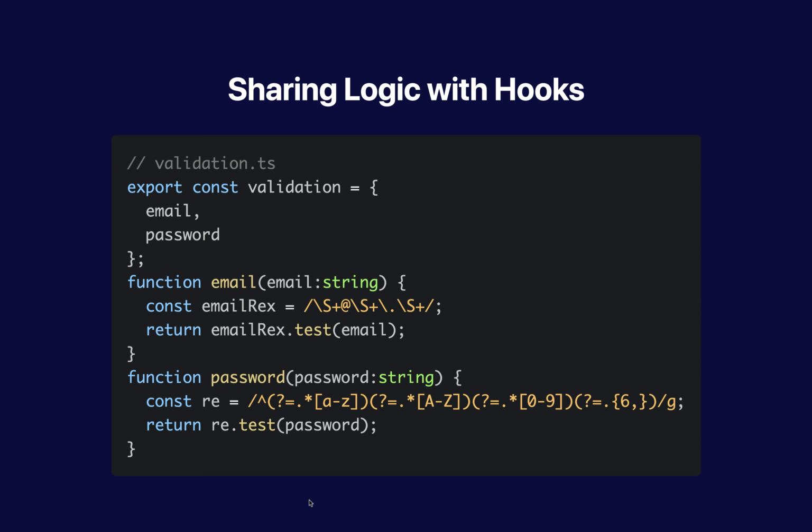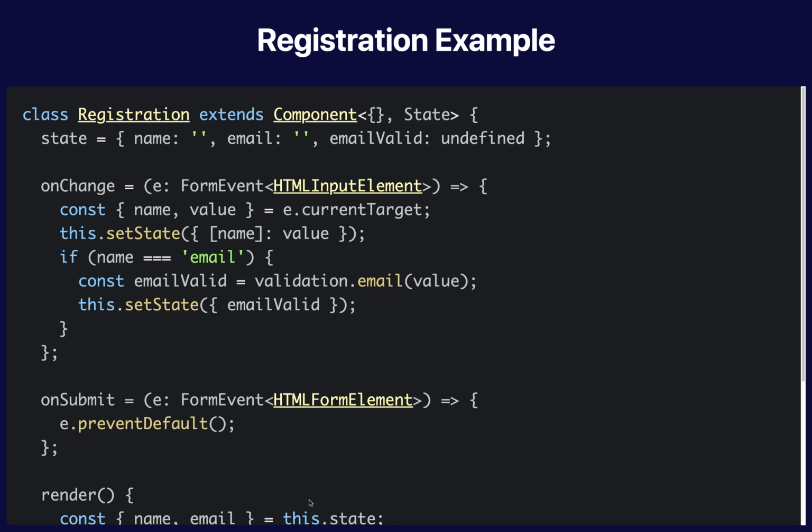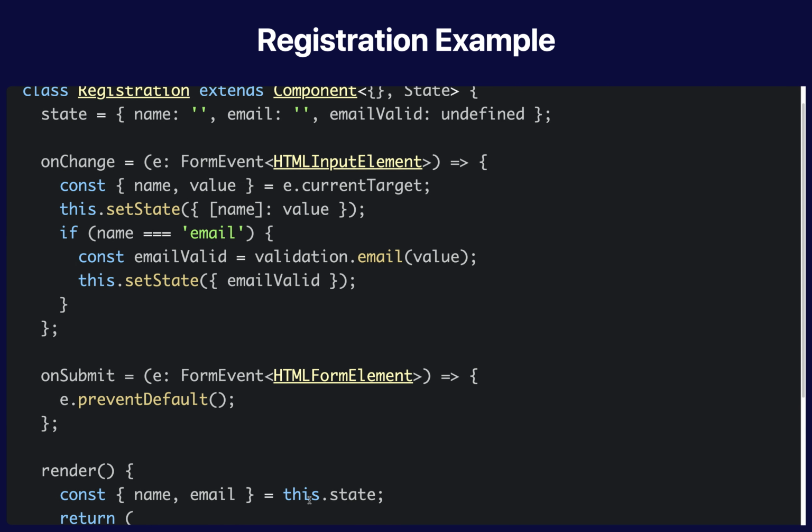And let's not criticize that email regex. It is obviously very simplified because otherwise it won't fit on the screen. And so then in a given registration component, and again, this is a very simplified version of the registration component. We've got the name, email, and an email valid property in state. We've got a change handler where we look at what's coming in, do we need to validate, and so on.